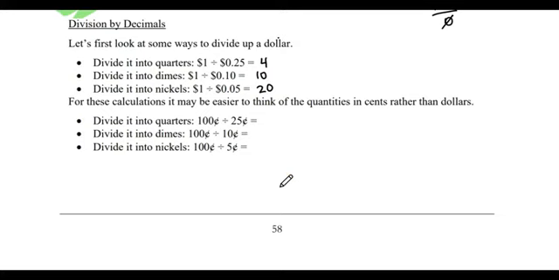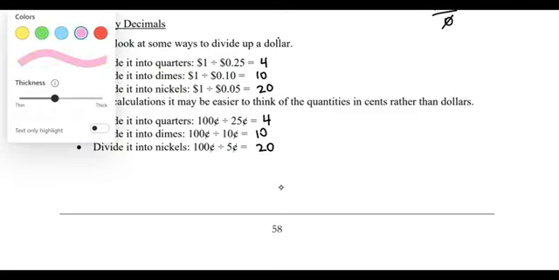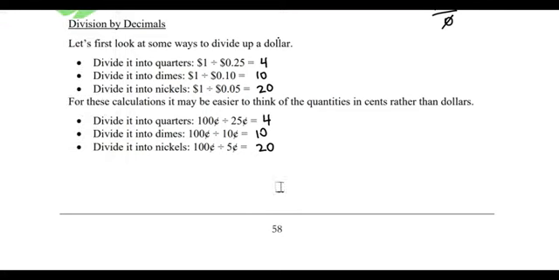Well, we know the dollar is 100 cents. So if you divide 100 cents by 25 cents, that is your 4. 100 cents divided by 10 cents, you're going to have 10. And 100 cents divided by 5 cents, you get 20. So the difference between the first way that we did our problems and the second way is that we adjusted, we made the same units. So we no longer have a dollar divided by cents. We converted our dollar into the cents, and we got rid of the decimal point.